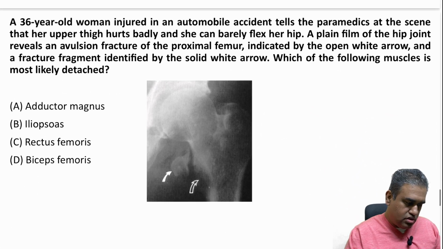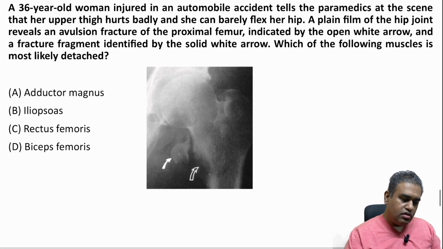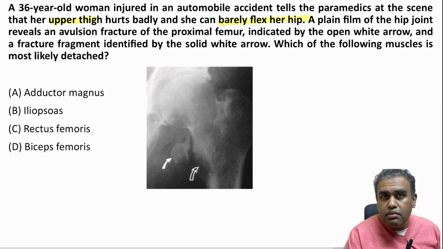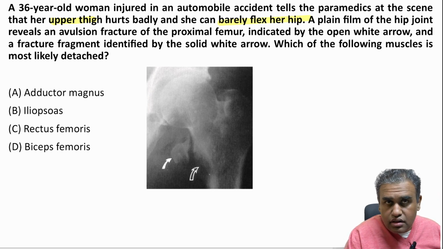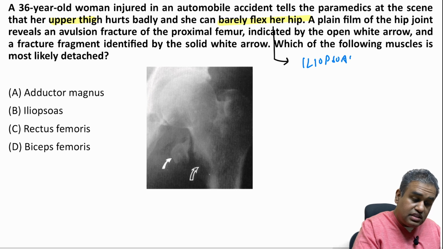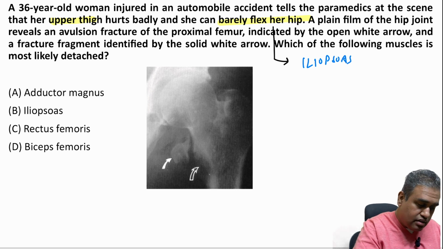Okay, let's see one more question over here. A 36-year-old injured in an automobile accident tells the paramedics at the scene that her upper thigh hurts badly and she can barely flex her hip. Problem in flexion of the hip. It should run to your mind directly, which is the muscle that is the main flexor of the hip. The answer is the iliopsoas muscle. It is a major flexor of the hip. We don't know the answer yet.